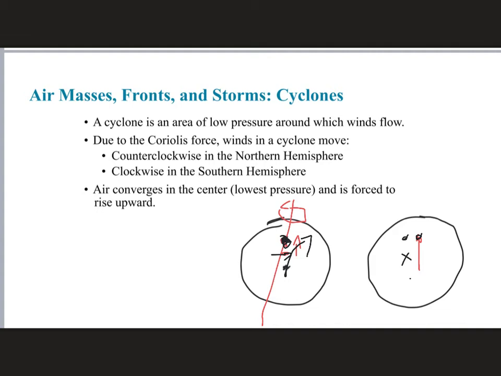And so basically you get the same sort of effect here, that as the air masses move and the Earth is rotating out from underneath them, it can create a tendency for this kind of circular motion. And as you get this kind of cyclonic action, that causes a convergence of the air in the center where the pressure is lowest, and the air is forced to rise upward.